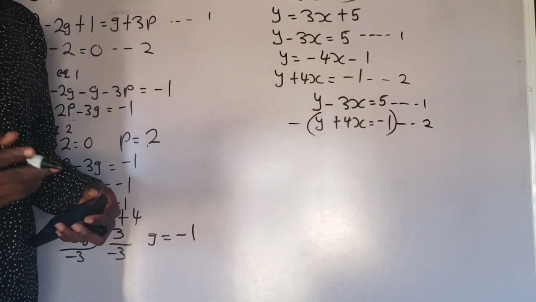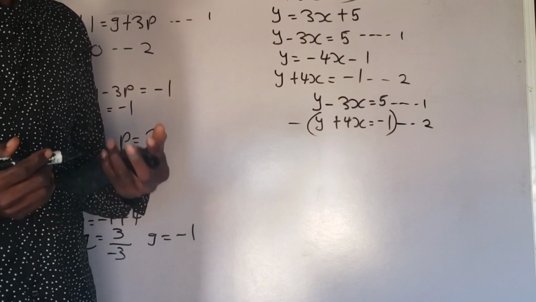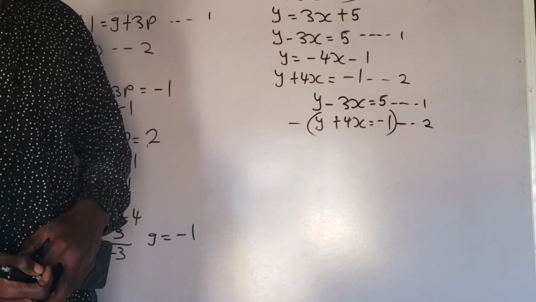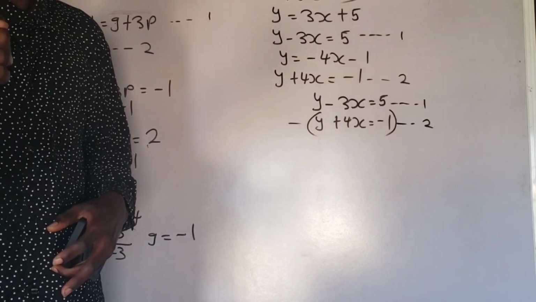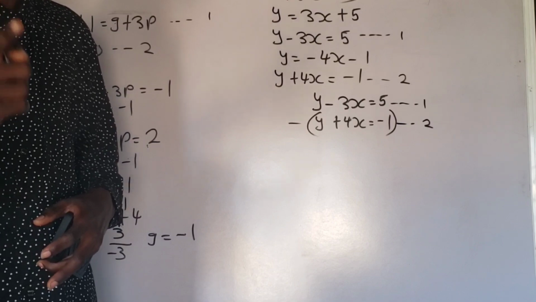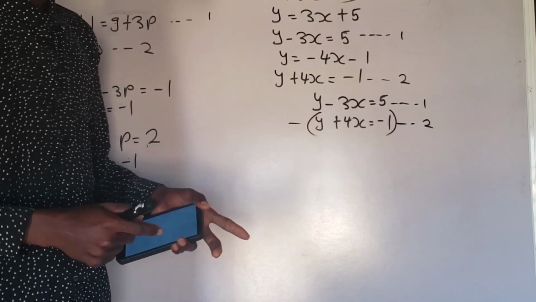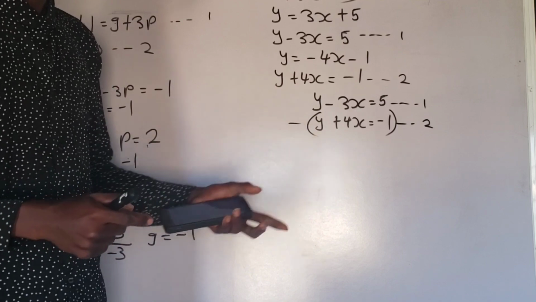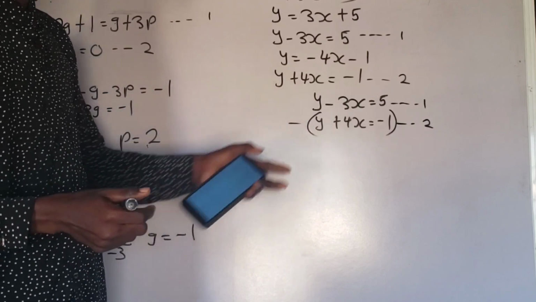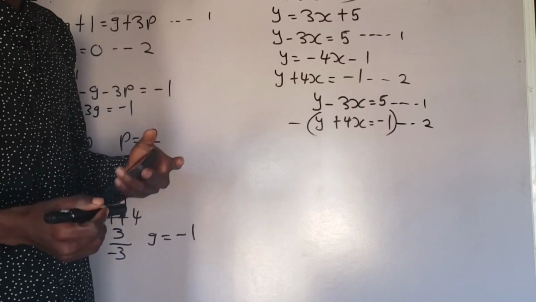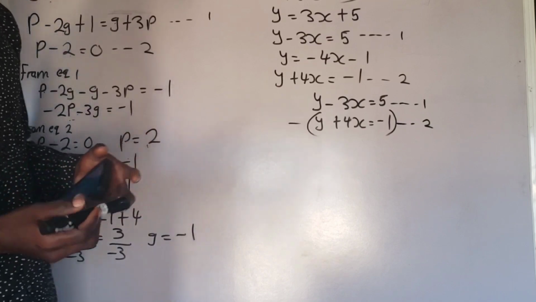Can you tell me the reason why we are subtracting? The reason is that the sign of the unknown that we want to eliminate is the same in both equations. They both have a positive sign, so I'm going to subtract. If one had a negative sign, I would add to eliminate y. But they both have a positive sign, so I'm going to subtract. That's the reason why I'm subtracting.